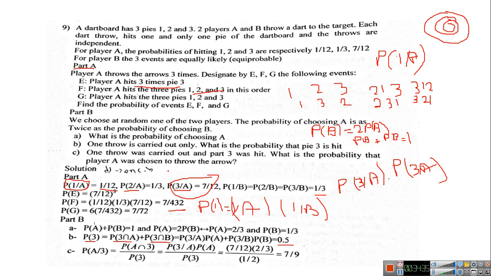You have the answer. One throw was carried out and pi 3 was hit, knowing 3. What's the probability that player A was chosen? So it's P of A intersecting 3. P of A intersecting 3, we have it here, we did it. So it will be P of 3 knowing A times P of A over P of 3, and P of 3 we have the answer. So everything is done.